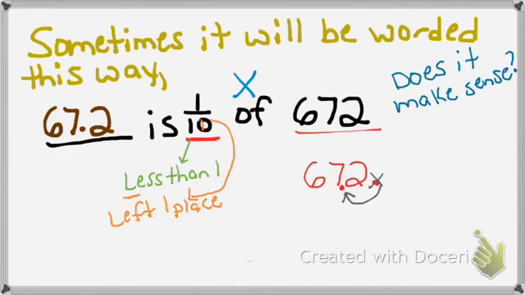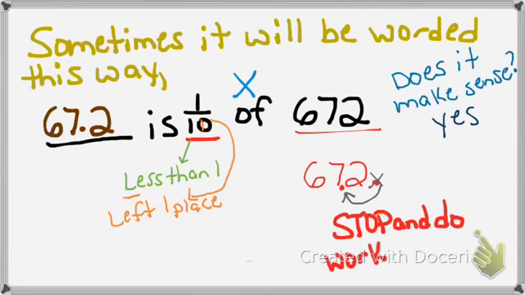And of course, at the end of the problem, does it make sense? 67 2/10 is 1/10 of 672. My starting number was 672. I multiply it by 1/10, which is less than 1. So my actual answer of 67 2/10 is less than the number I started with. Therefore, yes, this does make sense. Please stop and complete worksheet number 5.